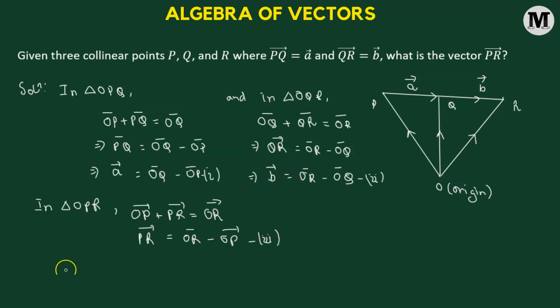Now let's add equation number 1 with equation number 2. That means we have vector A added to vector B equals, so here OQ vector and negative OQ vector get cancelled out, and that leaves us with OR vector minus OP vector. However, from number 3, OR vector minus OP vector is nothing but the vector PR. Therefore, we have shown that the vector PR is given by A vector added with B vector.